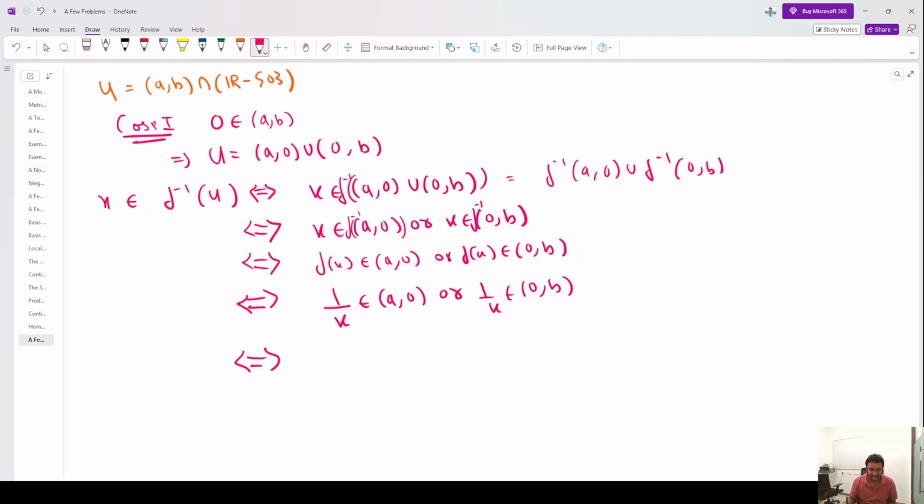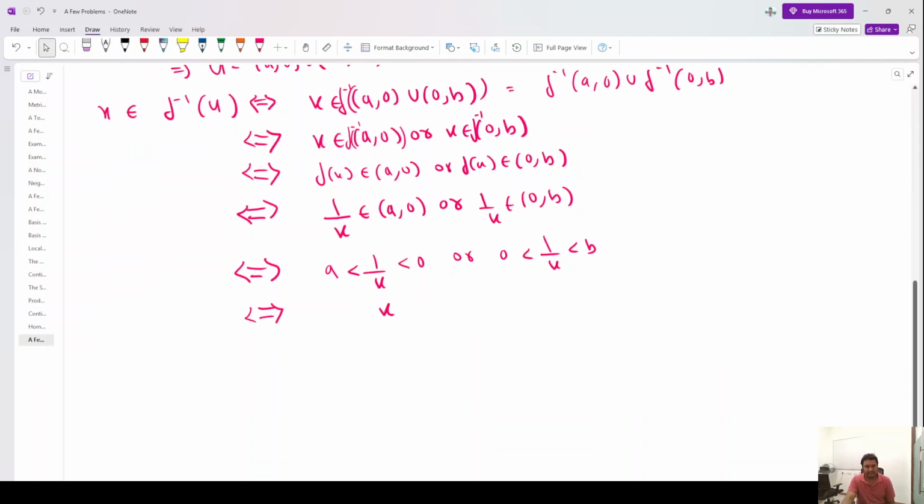So it's like this: 1 upon x lies strictly between a and 0, or 1 upon x strictly lies between 0 and b. So what would happen with the reciprocal? When you take the reciprocal, what happens? That's what you have to see. This is the case, right? You have to carefully see this. This is less than 0, right?